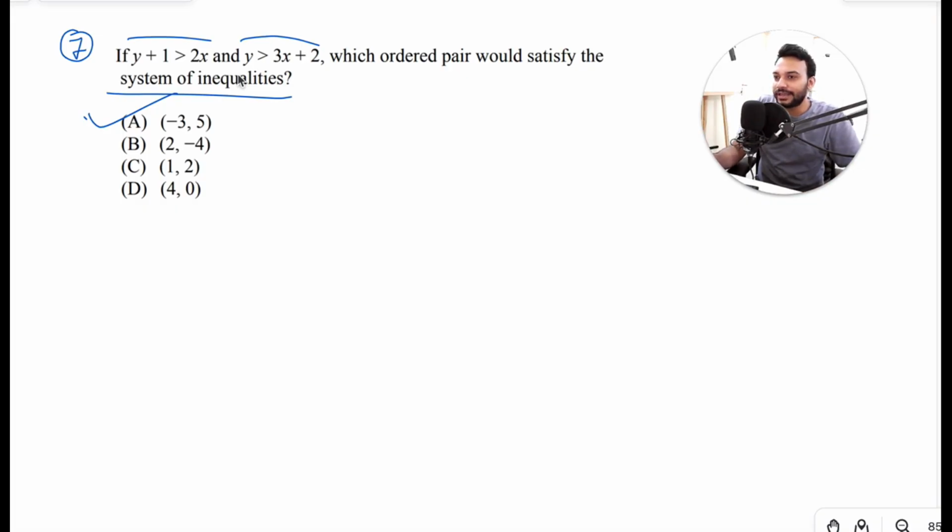You might think of using Desmos, but there won't be much difference in the time taken to solve this, because on Desmos you'll write these two inequalities, then look at the shaded solution area, and then try to locate one of these 4 points to see which one is satisfying. Okay. Let's go for the next one.